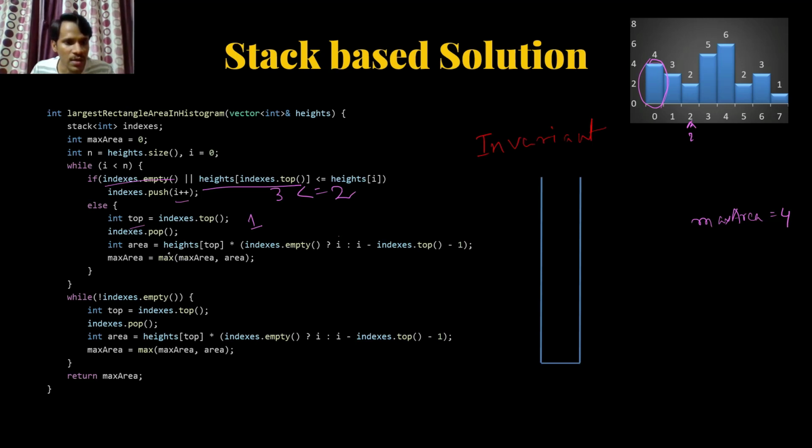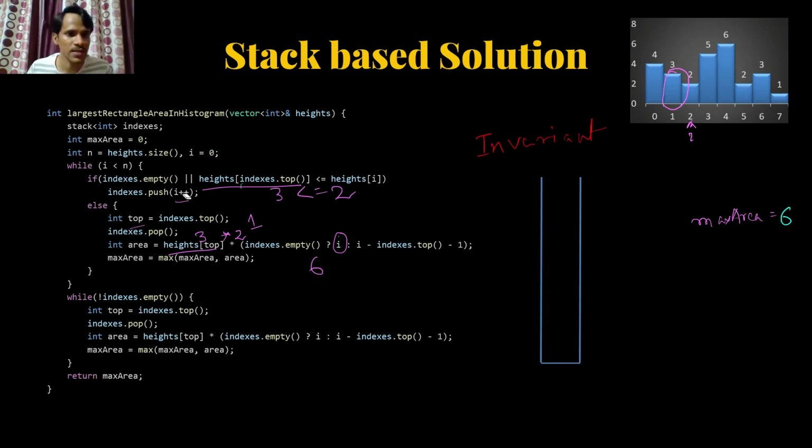Again we calculate the area using the height of the top element, which is this one. Okay, so this is 3 multiplied by, since the stack is empty, the number of elements currently processed, which is 2, right? 3 into 2 is 6. Since 6 is greater than the max area, we update the max area as 6.